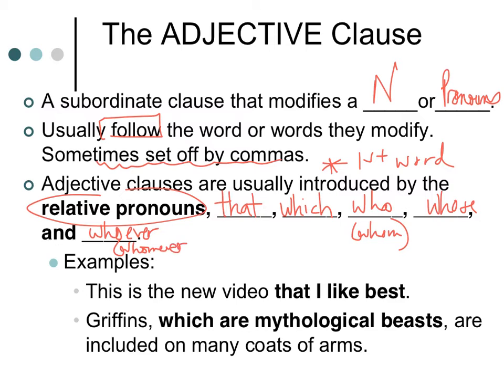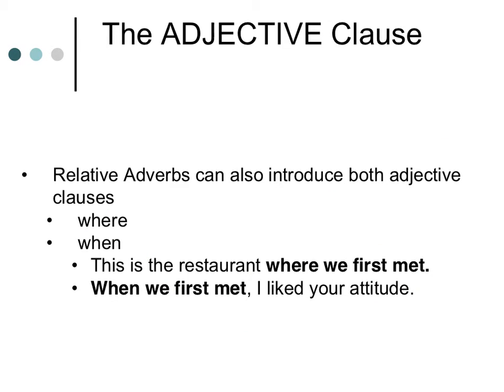So let's take a look at those three rules and apply them. This is the new video that I like best. Which video is it? The one that I like best. Notice that within here, I have a subject and I have a verb, but I couldn't punctuate it as a complete thought. Griffins, which are mythological beasts, are included on many coats of arms. I have a subject, I have a verb, but it couldn't stand alone. It's telling me which griffins, the ones that are mythological beasts, they're included on many coats of arms.